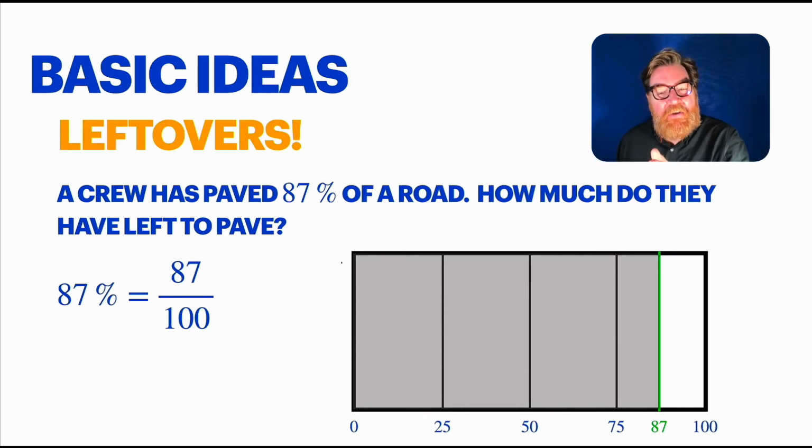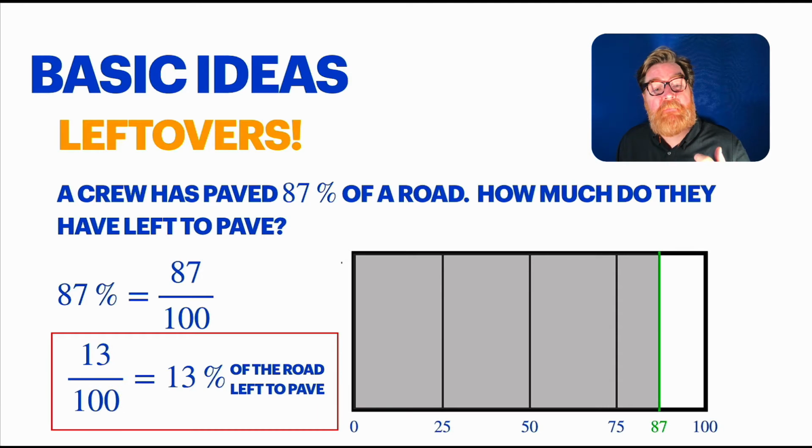Now look, what do we have left to pave, or what do they have left to pave? So 87 up to 100. Let's see, 3 more pieces would get us to 90. And then from 90 to 100, that's 10 more. So 3 and then 10, 13 hundredths left. Making sense? 13 hundredths. By the way, 13 hundredths is 13%.